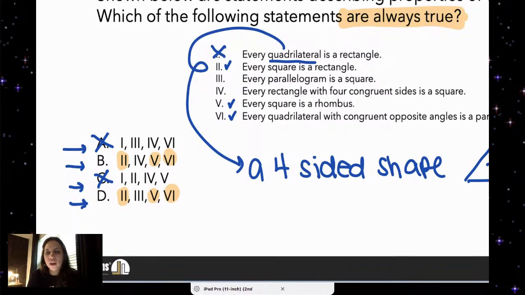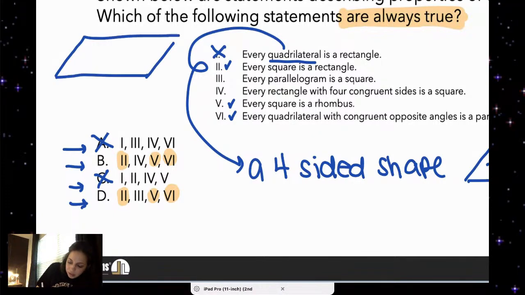Every parallelogram is a square. Well, this is a parallelogram. Is that a square? Nope. So I just disproved 3, which means B is my answer.